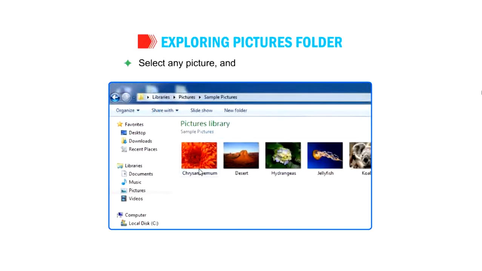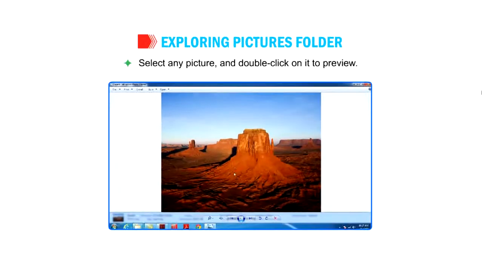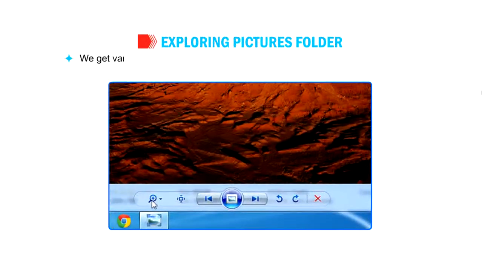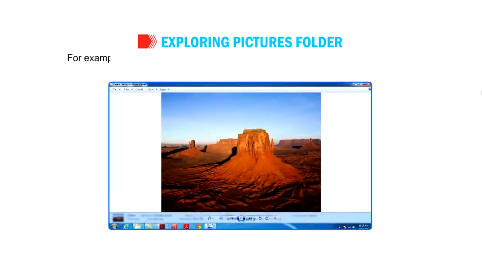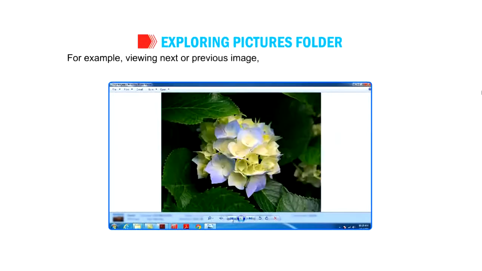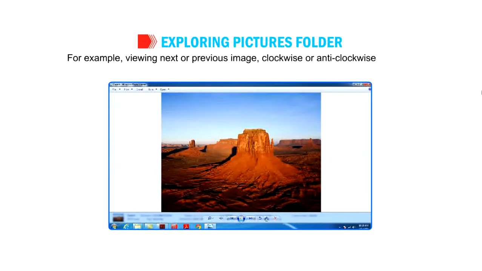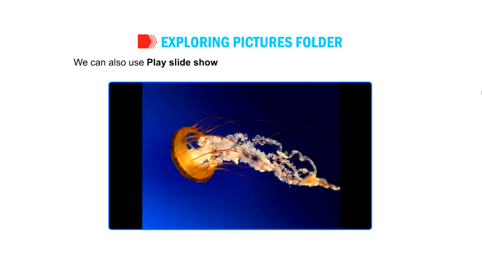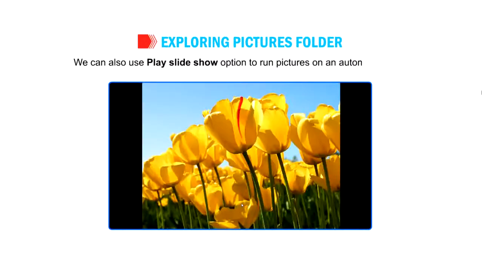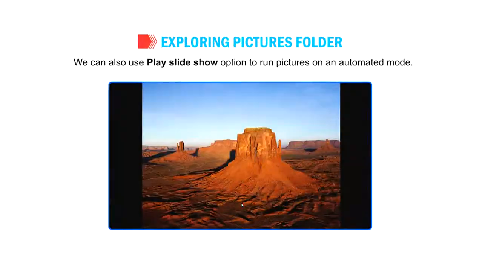Select any picture and double-click on it to preview. We get various buttons at the bottom of the picture, which help us in managing picture view. For example, viewing next or previous image, clockwise or anti-clockwise rotation, magnification or reduction of image. We can also use the Play Slideshow option to run pictures in an automated mode.